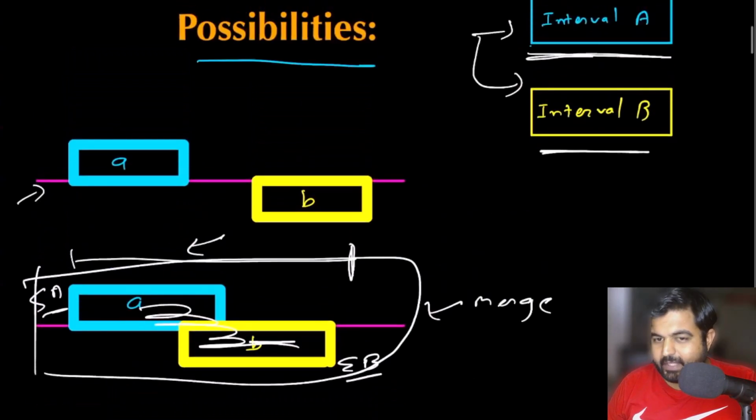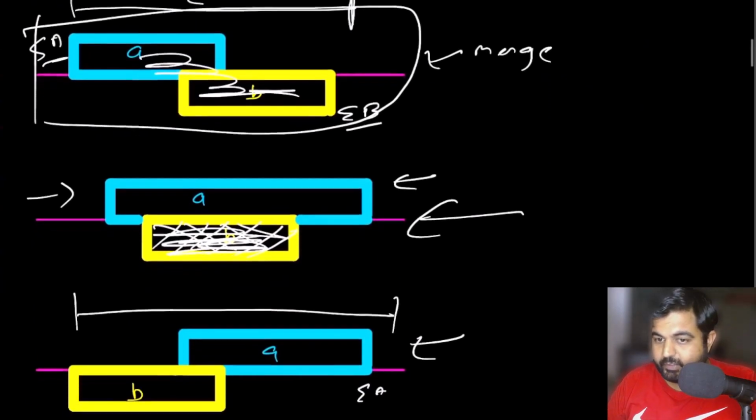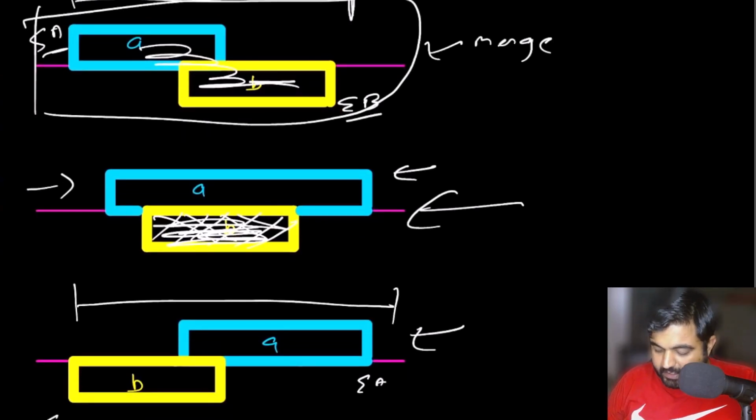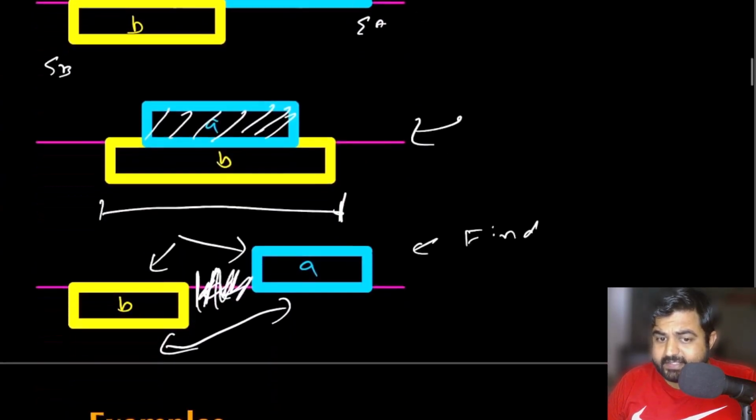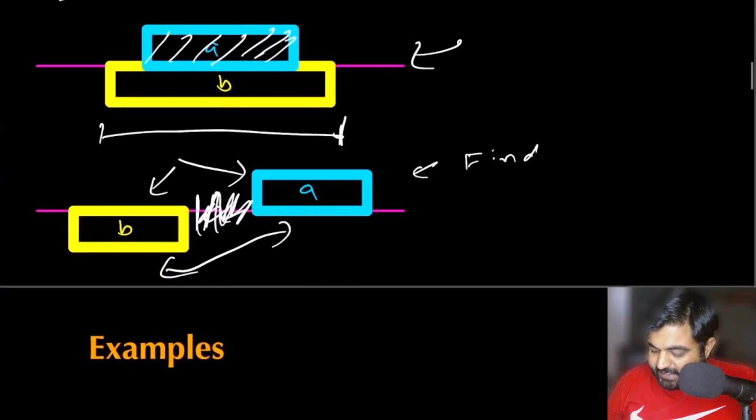So these are just a few of the possibilities that you will have to deal with. And when I say few, I mean all the possibilities that you will have to deal with, because there are only 6 things you can do with any two intervals. In order to better understand the interval problems, let's see some examples.